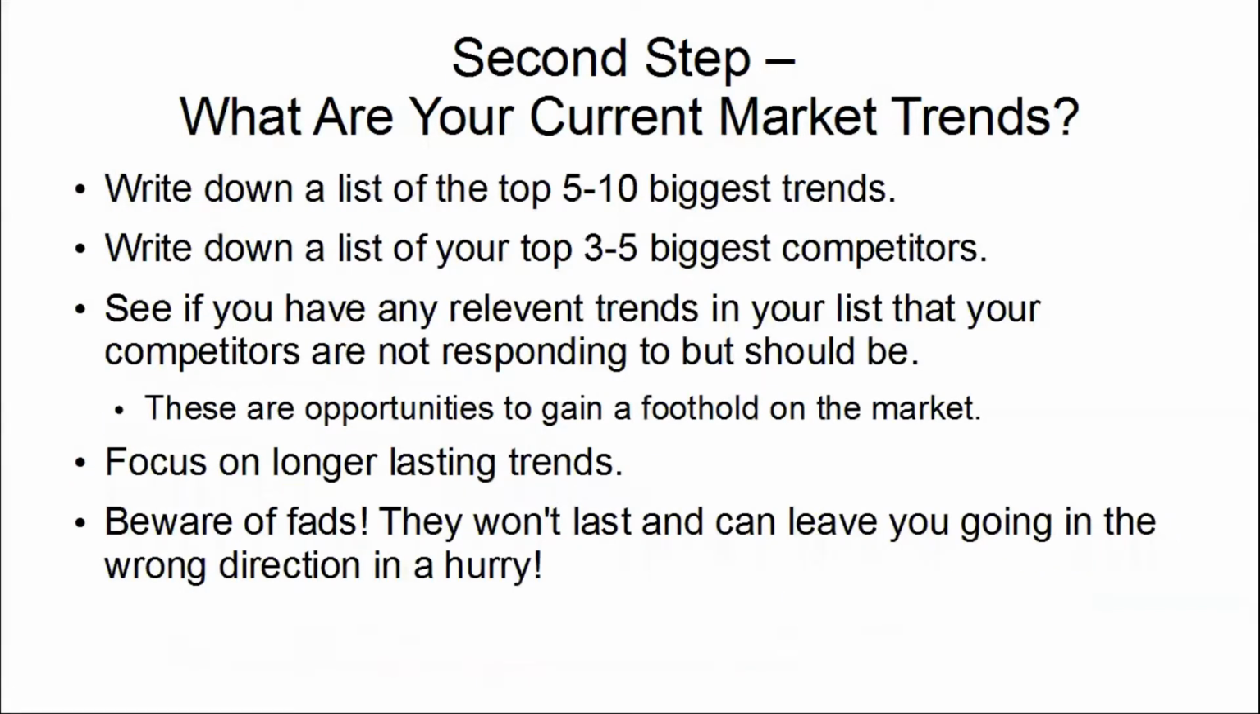As you're continuing through this, what you want to do is start writing down a list of 5 to 10 of the biggest trends that you're seeing right now. Write down a list of your top 3 to 5 biggest competitors, and see if you have any relevant trends that your competitors are not responding to but should be, as those are opportunities for you to gain a foothold in the market.